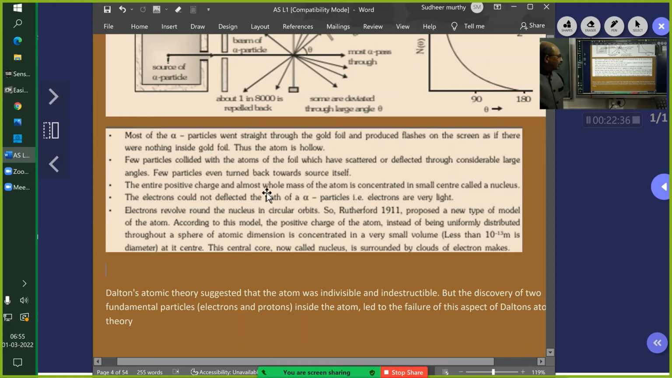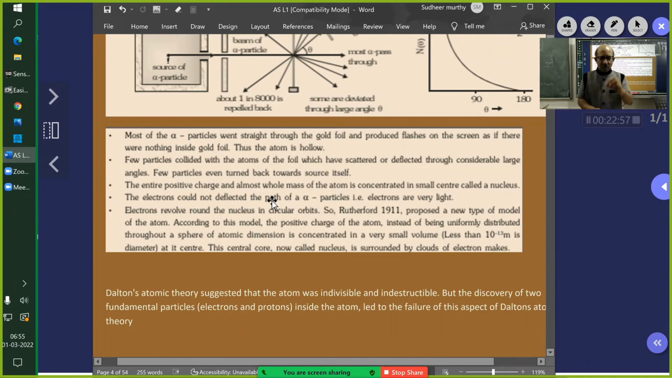The entire positive charge of the atom, the whole mass of the atom, is concentrated in a small center called the nucleus. The electrons could not deflect the path of alpha particles. That is, electrons are very, very light. So therefore, you see, now the scientists started forming an idea.